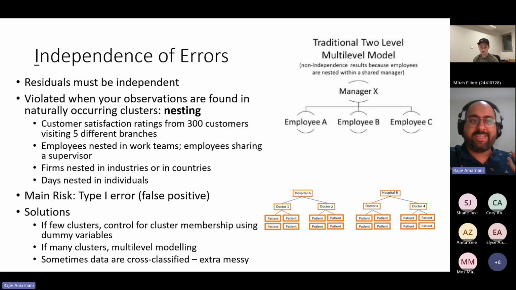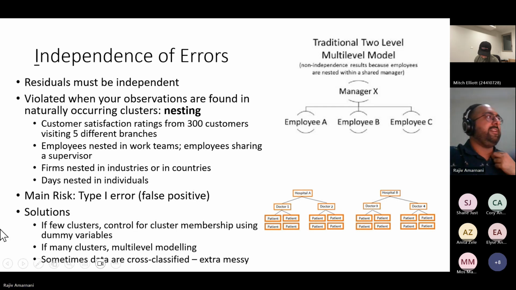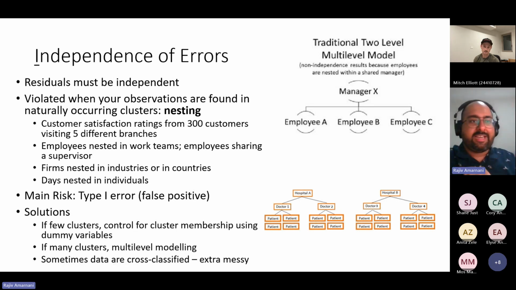Regression works the same way, where you have, say, customer satisfaction ratings from 300 customers. And you have this great model predicting satisfaction, but the problem is they're nested in 5 different branches. Some customers went to branch A, B, C, D, E. And let's say branch E sucks. All of the residuals of the customers who went to branch E will be biased the same way. In the context of the regression model, they're voting as a block.